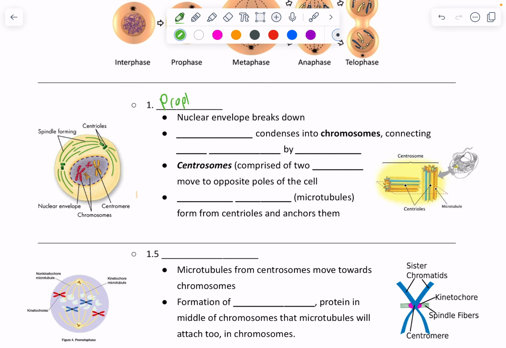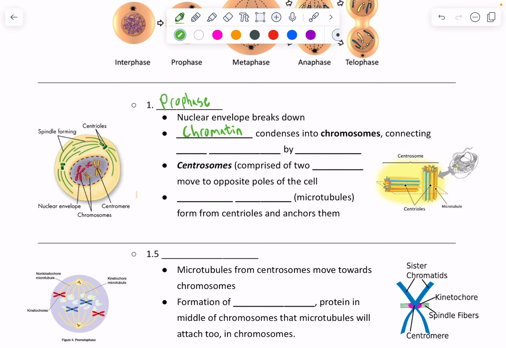So our first step in mitosis, so first step in cell division as well, is prophase. In prophase, a lot of things are taking place, so there's a lot of vocab in this topic. First is that the nuclear envelope breaks down. You can see the dotted lines there to show that it's breaking down. The chromatin, as we mentioned.